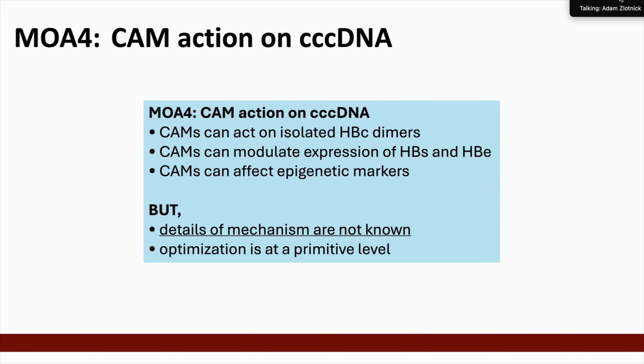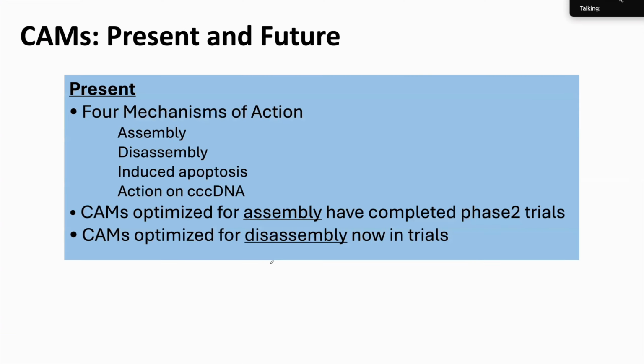So mechanism 4: CAMs can act on isolated dimers. CAMs can modulate expression of HBs. CAMs can affect epigenetic markers. The details of this mechanism from CAM to CAM are not known, and any optimization of this mechanism is still at a very primitive level. So in summary, I'm sorry, I'm going a little over time. In summary, there are 4 mechanisms of action: assembly, disassembly, induced apoptosis, and action on cccDNA.